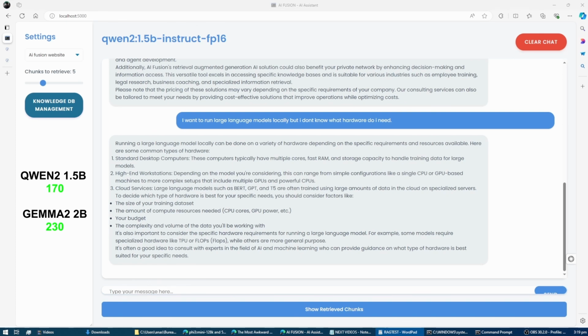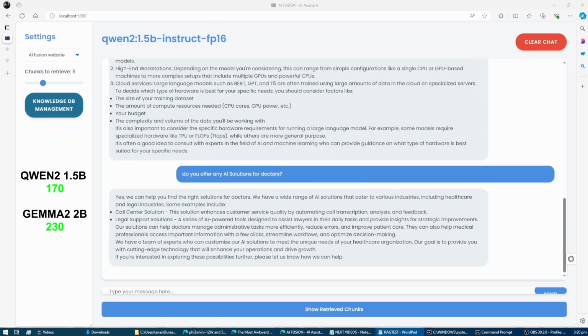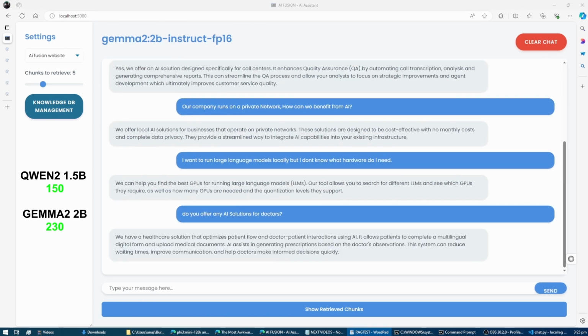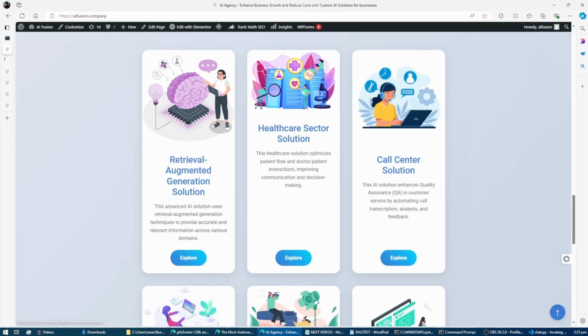Moving on, the next question is, do you offer any AI solutions for doctors? Qwen 2 stumbles again here. While it mentions that we provide healthcare solutions, it is not specific to doctors. And there's some hallucinated info as well. That's minus 20 points for Qwen 2. Now for Gemma 2, it gives a solid, accurate answer about our AI solutions tailored for the healthcare sector, earning full points.